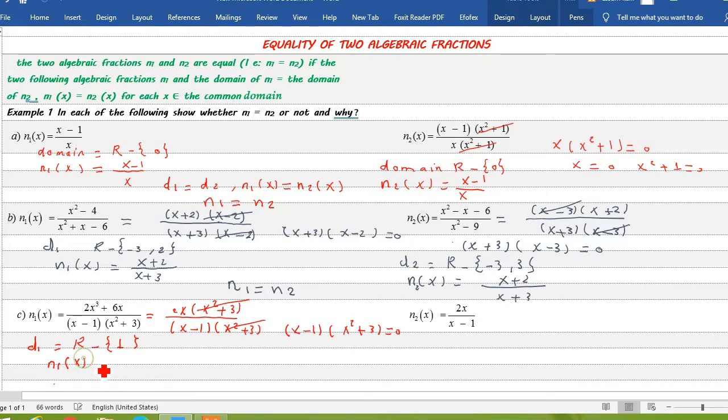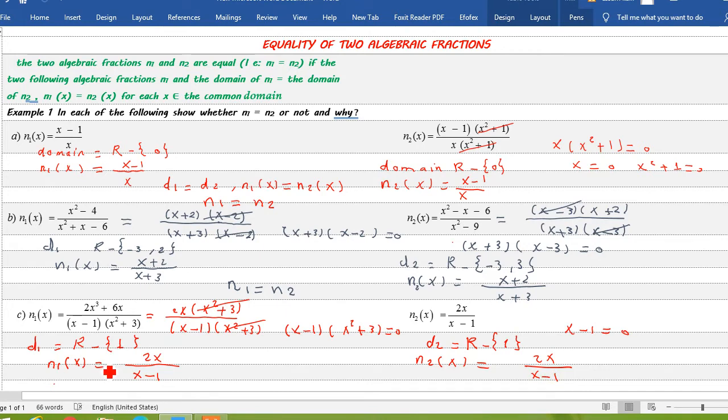Then n1 of x equals what? It equals 2x over x minus 1. n2 of x equals 2x over x minus 1. There is no factorization of the denominator and numerator; this is the simplest form of this function. Find the domain. So the domain d2 equals R minus the number that makes the denominator equal 0. Then x minus 1 equals 0, so take the opposite side of negative 1, it becomes 1. In the reduced simplest form, n2 of x equals 2x over x minus 1.